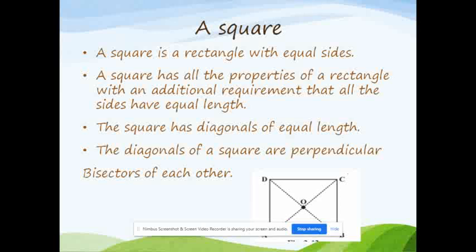A square has diagonals of equal length, opposite sides are equal, and all the four angles are 90 degrees. These three are the same properties of a rectangle as well as a square. But only one thing: in a square all the four sides are equal, but in a rectangle only the pairs of opposite sides are equal. And comparing with the rhombus, I already told you, all the squares are rhombuses, but all the rhombuses are not squares.